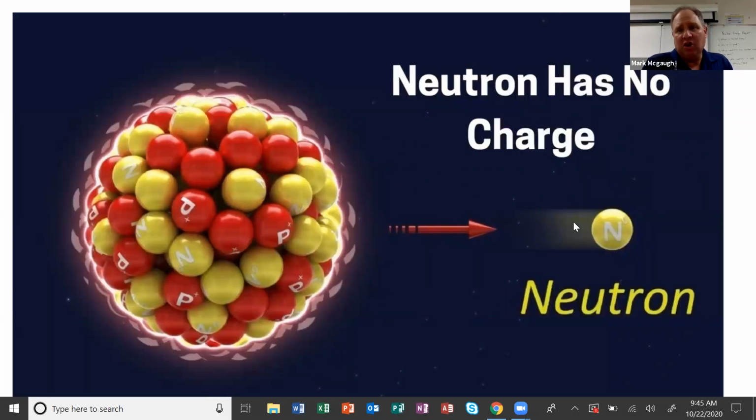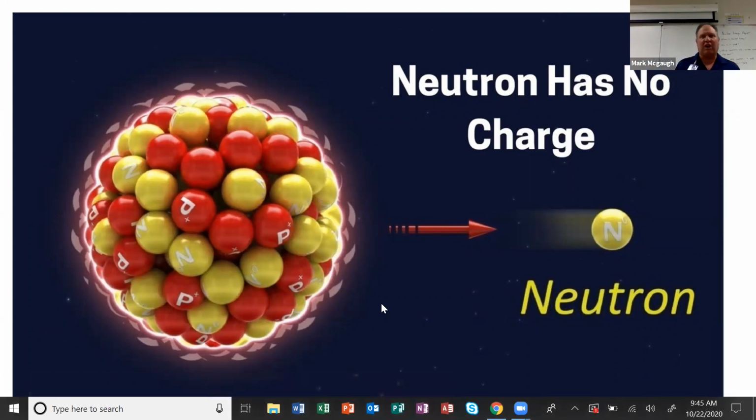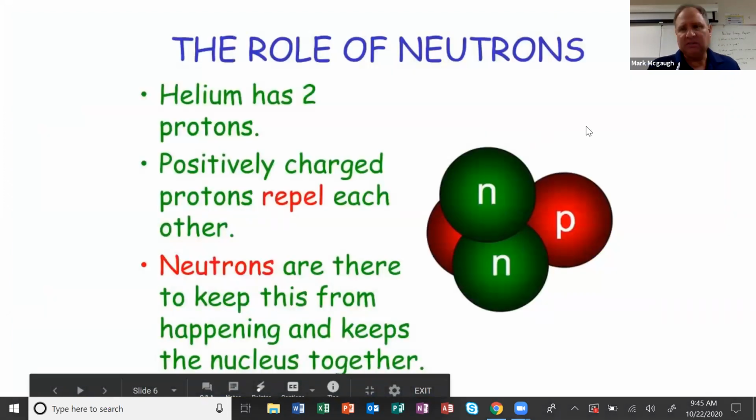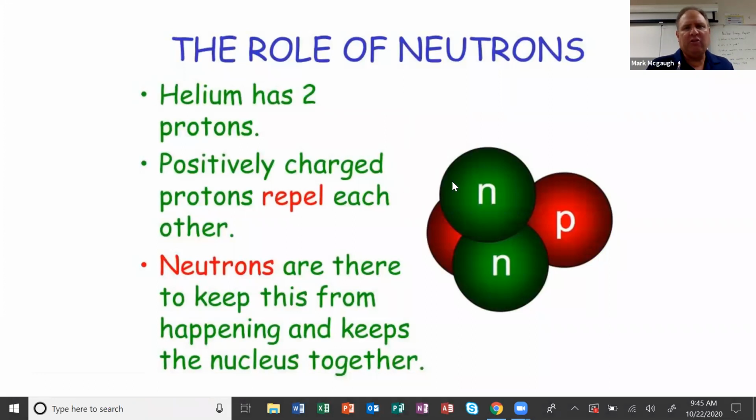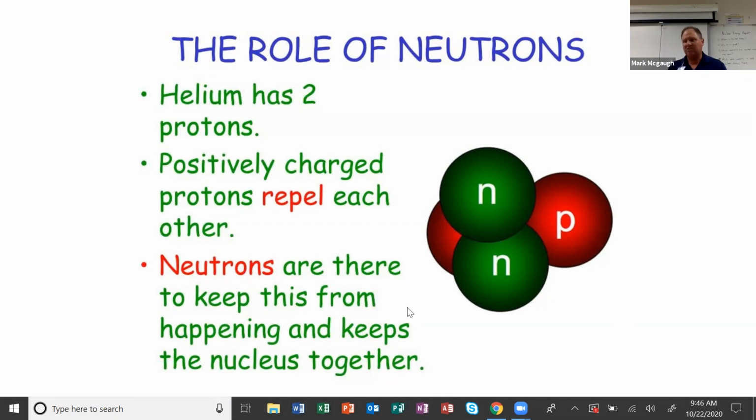So a neutron has no charge. That's where the name comes from. That's one of the big points I want to drive home today, because we talked about the other things, but we haven't talked about neutrons yet. Now, the role of neutrons. The protons, which are in red here, are positive, and positive charges repel each other. If you only had protons, the nucleus would not stay together. The neutrons are there, they have no charge, to kind of get between the protons so they don't repel each other.